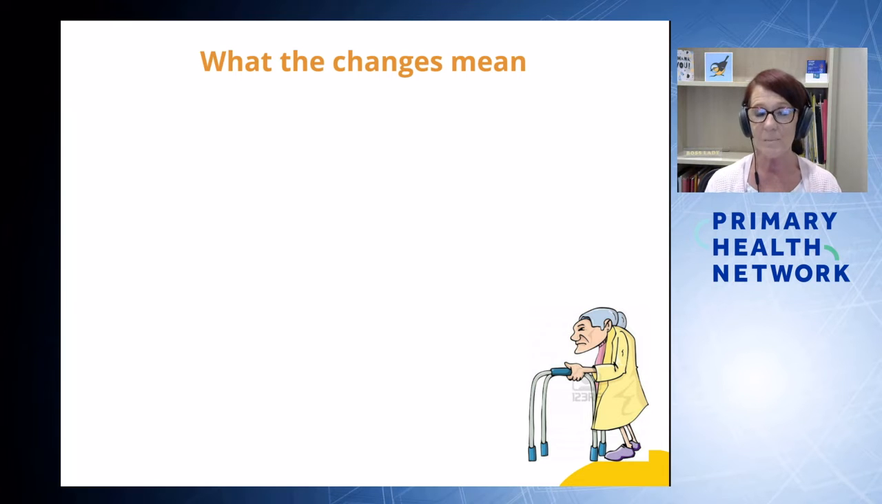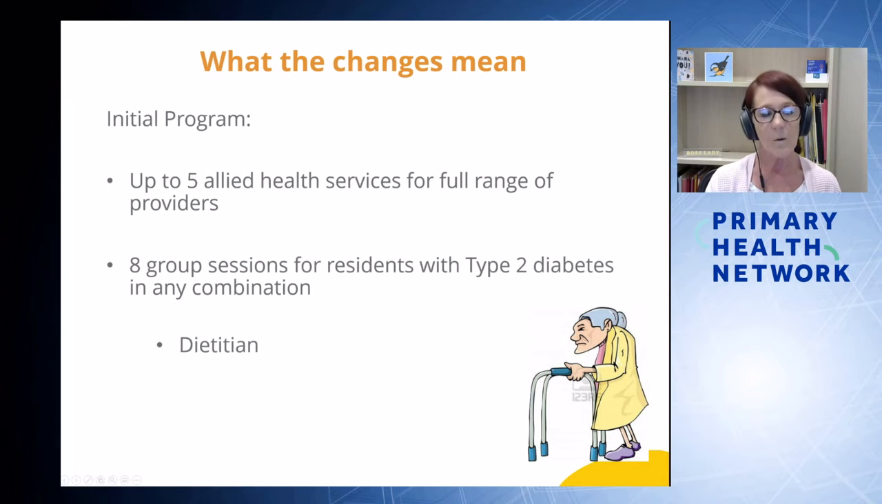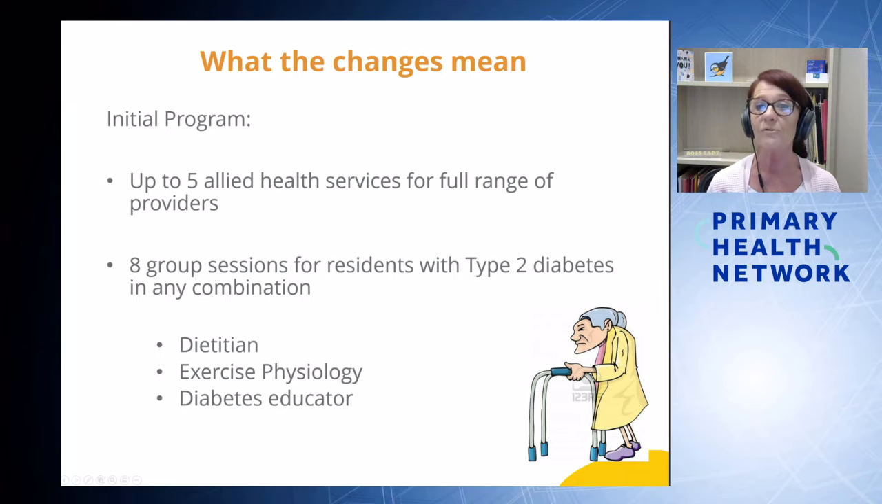Okay, so in a nutshell, to sum it all up, what the changes mean. I'm so sorry, but I just can't seem to get my slide moving. At the moment, the initial program, we have up to 5 allied health services for a full range of providers. So anyone that you can think of to refer to, as I said, diabetes educator, dietitian, chiropractor, speech pathology, you are still able to refer those 5 further services. And we have 8 group sessions for residents with type 2 diabetes, and they are available for dietitian, exercise physiology, and diabetes educator.